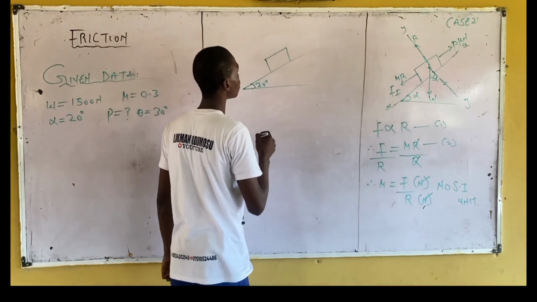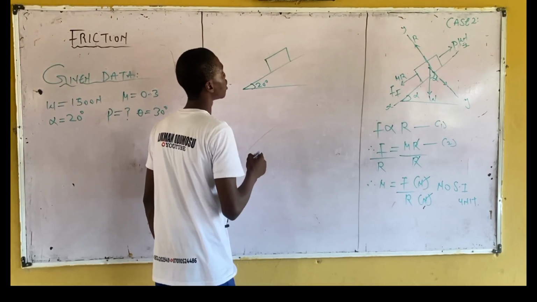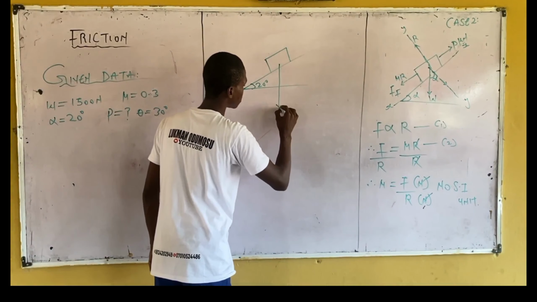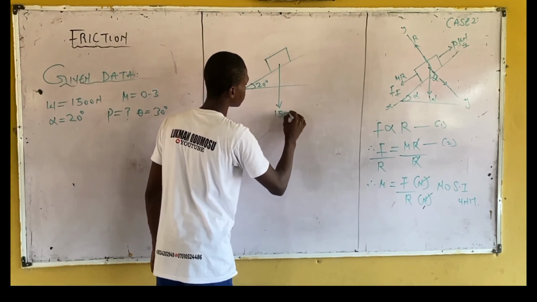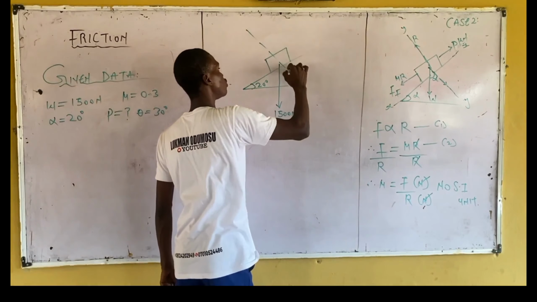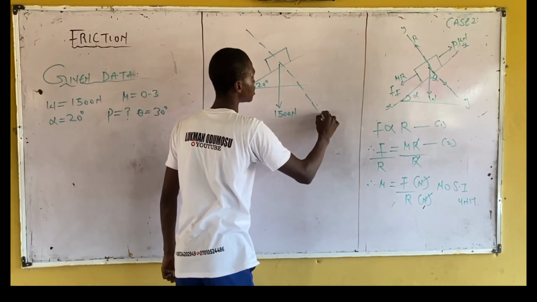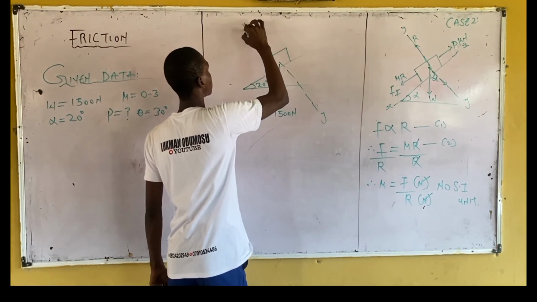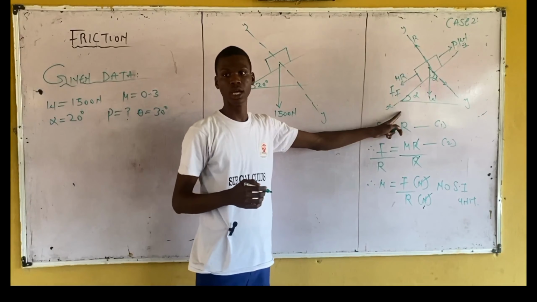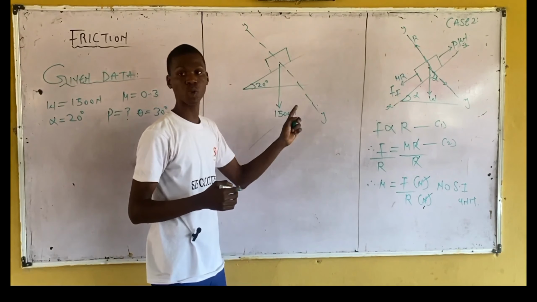What's the weight of the block? 1500 Newton. Then if I'm having something of this nature, I believe we should know why. Saying this is my y axis. Any question on that? From what I explained here, any question on how I got this y axis?